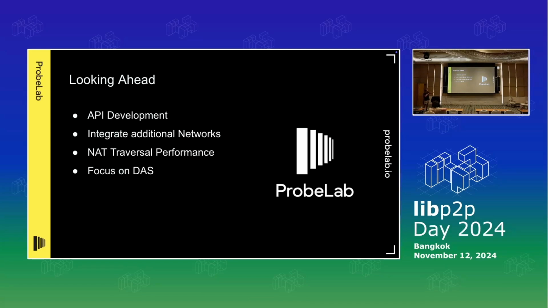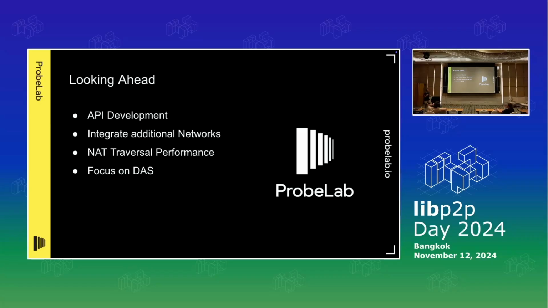But if we look ahead at what ProbLab is up to for the foreseeable future, we want to make this data available through an API. We noticed that especially the network topology data is very interesting to other teams. We were approached by people who wanted to have this data for their own measurements or protocol development and so on. So we started building an API to expose this data. We obviously want to integrate additional networks.